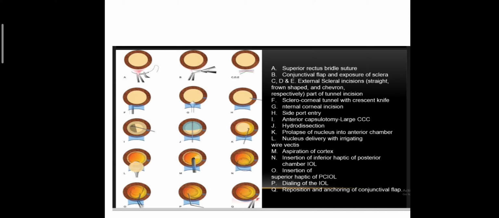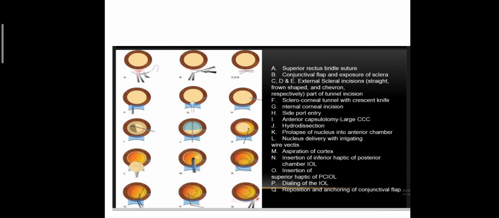Followed by this is a tunnel. We are not entering into the anterior chamber. This crescent blade has a blunt end with only side cutting edges, and it won't enter into the anterior chamber. We are just making a tunnel. Followed by this, we are making an entry into the cornea with the help of a keratome. The internal corneal incision is done with the help of a keratome, which is a diamond shaped blade which has sharp cutting edges and a pointing tip.